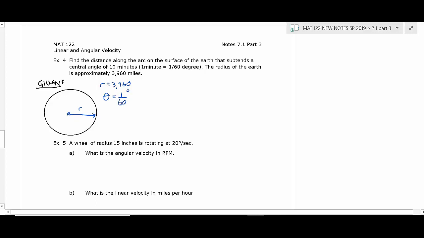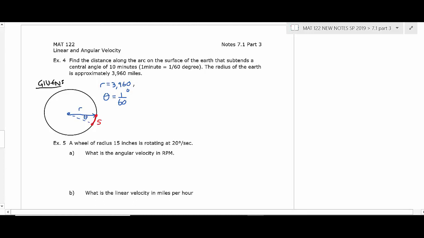Now I'm not going to draw this to scale. I'm just going to say, okay, that's my angle theta. 1/60th of a degree is not drawn to scale. So what we're going to do is find the distance along the arc of the surface of the Earth that subtends this central angle. So you're actually going to find that arc like this. Now this problem asks nothing about velocity or anything. It's just asking about that.